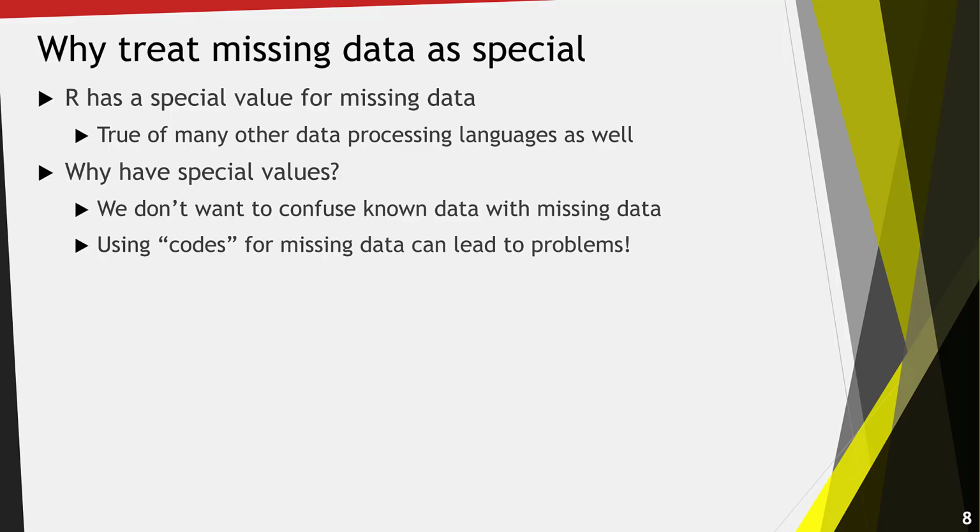R has a special value to represent missing data. This is actually true in many other data processing languages. Why do we have special values? We don't want to confuse known data with missing data. Using special codes for missing data that don't actually represent missing data can lead to big problems.